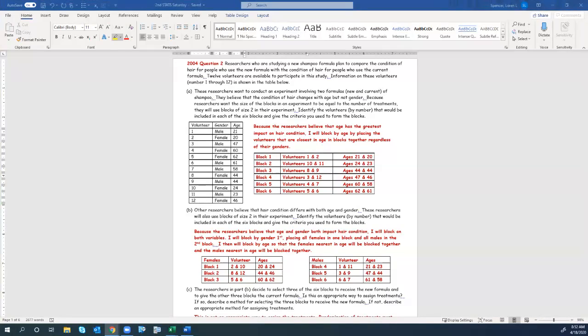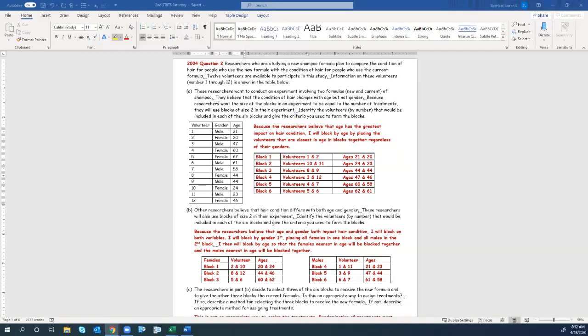So researchers who are studying a new shampoo formula plan to compare the condition of hair for people who use the new formula with the condition of hair for people who use the current formula. So new versus current. 12 volunteers are available to participate in the study. Information on these volunteers, number 1 through 12, are shown in the table below. The researchers want to conduct an experiment involving two formulas. They believe that the condition of hair changes with age, but not gender. Because the researchers want the size of the blocks in an experiment to be equal to the number of treatments, they will use blocks of size 2 in their experiment.